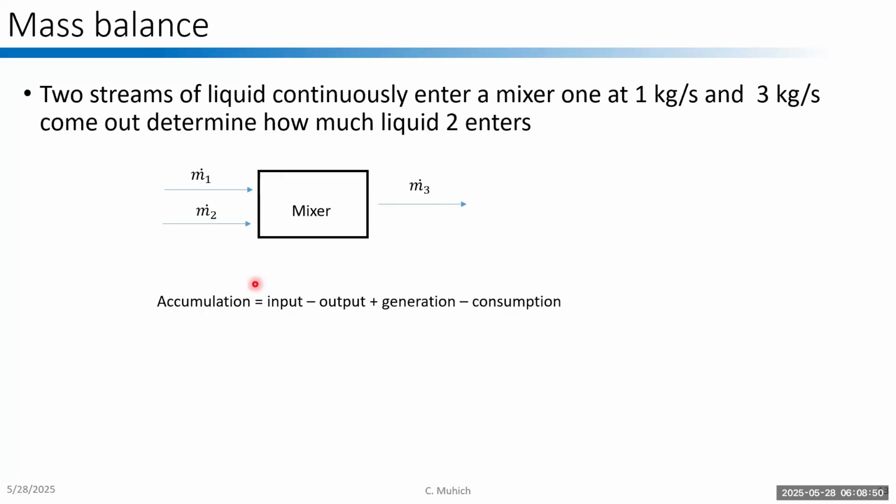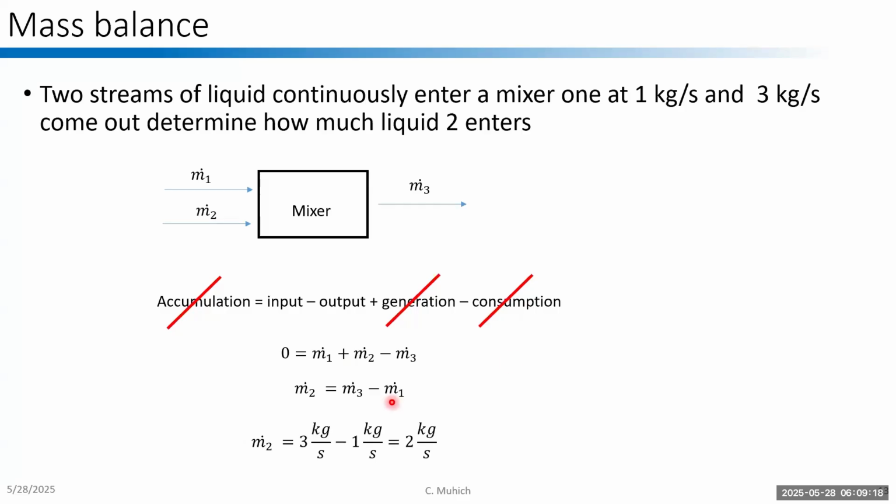I have my equation, accumulation equals input minus output plus generation minus consumption, right? There's no accumulation, there's no generation, there's no consumption. I have M1 plus M2 equals M3. Well, what do I know? I know M3 and I know M1, so I want to isolate M2. Right, so M2, that flow rate, is M3 minus M1. Okay, I can then plug in my knowns, 3 leaves, 1 enters. That must mean that the second mass flow rate is 2 kilograms per second.